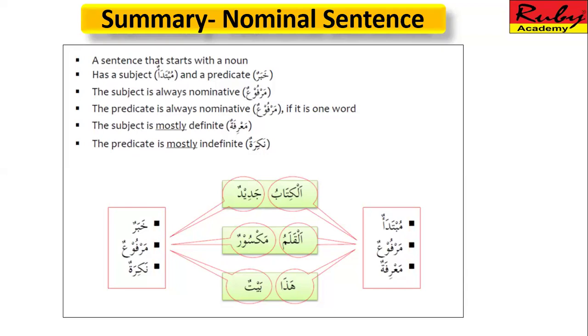Haza baytun. This is a house. So here haza is a pronoun, and as I have told you, pronouns are always in marfu state. Haza baytun. This is a house. Haza is mubtada and baytun is khabar. So this is the summary where you can understand all the points about the nominal sentence.